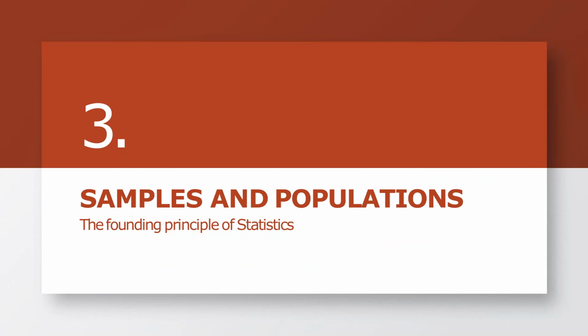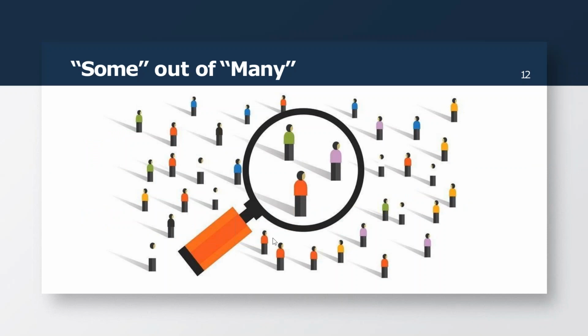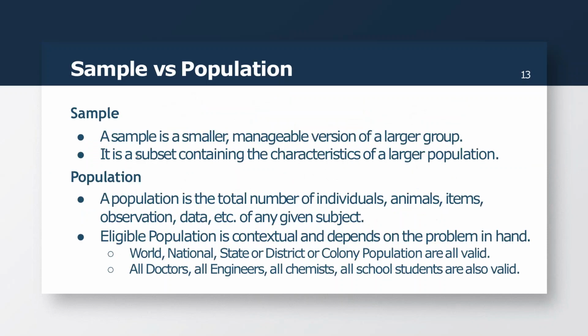Next, I'll come to samples and populations. Now, this is another big base for statistics to stand on. It's a pillar of statistics. I'll start with population. Population is basically any collective that you want to check for. So, for example, a population is the total number of individuals, animals, items, etc.